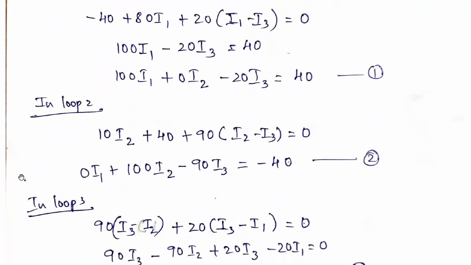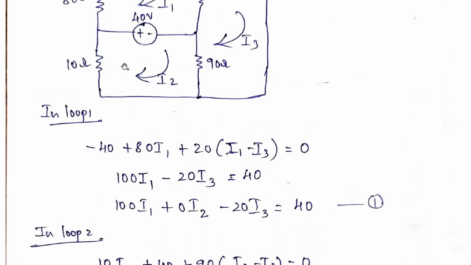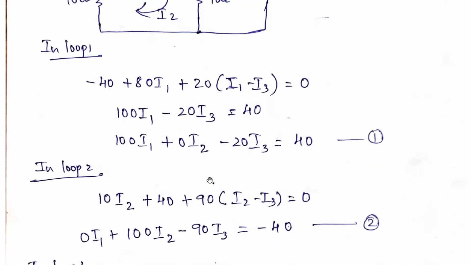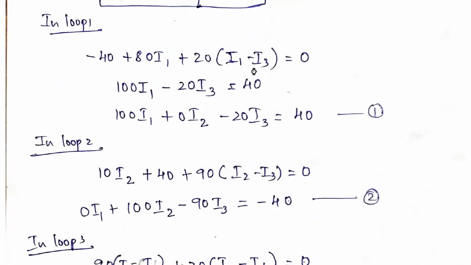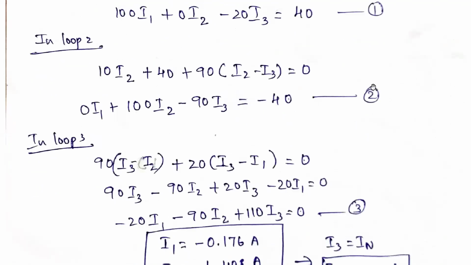Next, in loop 2, we need to find out 10 I2 plus 4. So it is flowing like this. So plus 40 plus 90 into (I2 minus I3) is equal to 0. Further simplifying, we got 0 I1 plus 100 I2 minus 90 I3 is equal to minus 40. Take this as equation number 2.